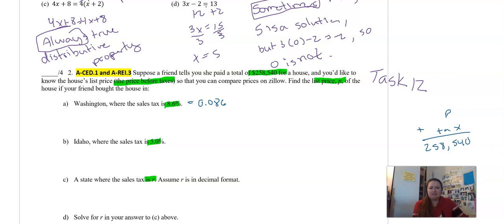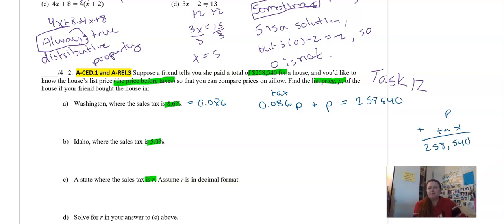So how do we find tax? Well, tax is the 8.6% of our initial price. We don't know what our initial price is. So we're going to do 0.086 P, which is our tax, plus our price, which is P. And that should add up to 258,540. Okay? And now we have to solve that equation.